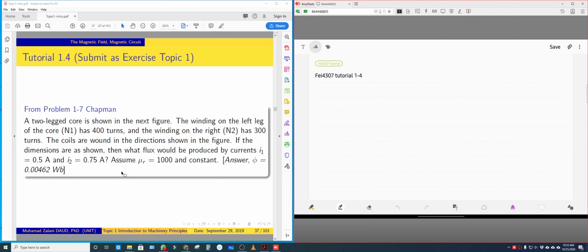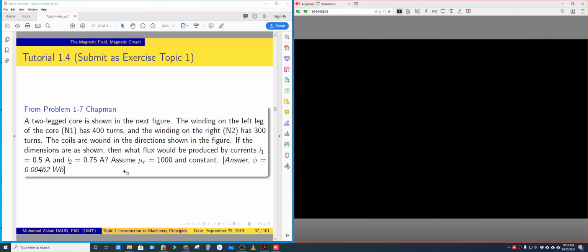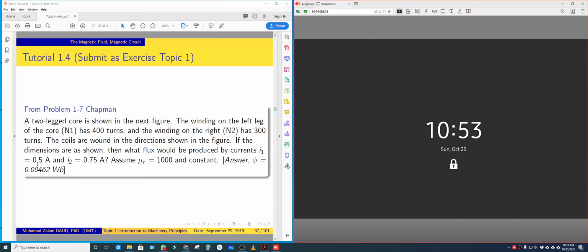So what we want to find in this question is the flux that will be produced by current I1 for the left-hand side core given at 0.5 ampere, and I2 is 0.75 ampere. Also given is the relative permeability, mu r, which is 1000, and it is constant. So we want to find the flux in this case.